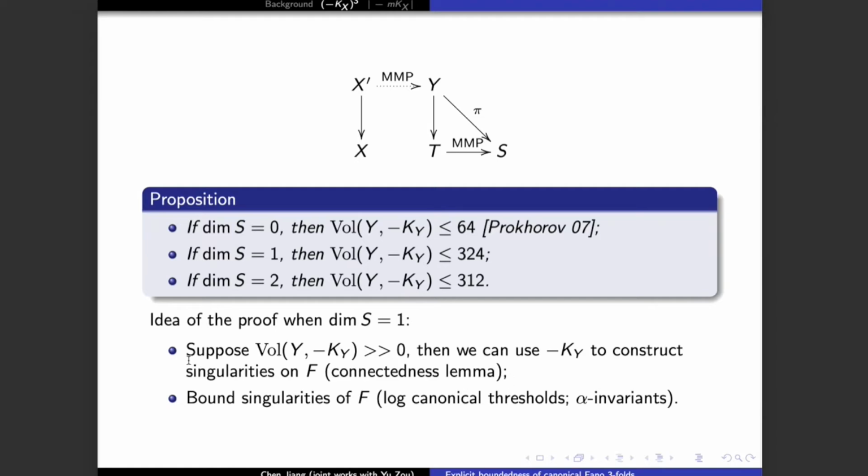So for the first step, we know that if the volume is very big, then the singularity of F can be very bad. But in the second step, we show that the singularity of F cannot be too bad. Then there's some contradiction, which tells us that the volume cannot be too big. Okay, so this is the basic idea. Let me explain in more detail.